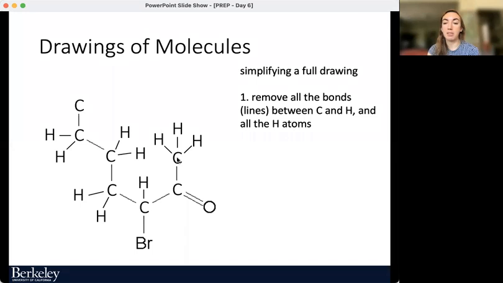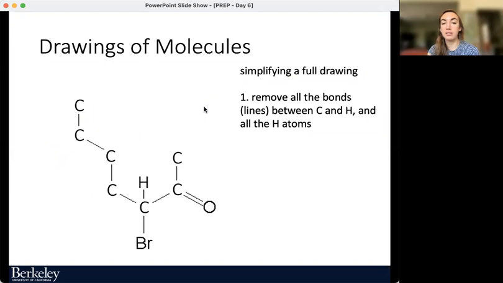So we can do the same thing for this CH3 over here. And then on all of these 3 carbons in the middle, there's 2 hydrogens, and so we can remove all of those. And then for this carbon right here, it only has 1 bond to hydrogen, and we remove that. So that's step 1, is we get rid of all of our hydrogens.